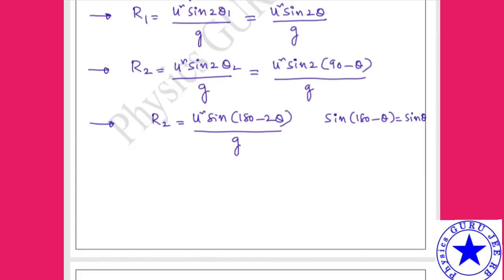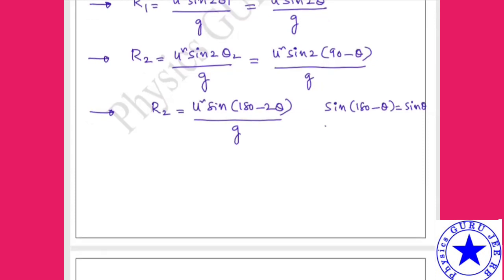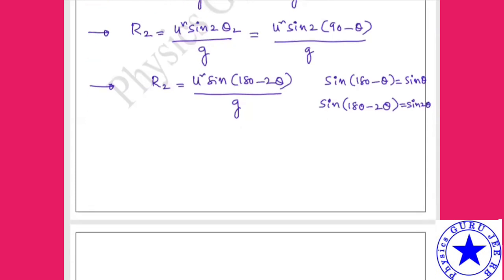So that means here we can write sine of 180 minus 2 theta is sine 2 theta, right? Fine. Hope this is clear. That means you can substitute sine 2 theta here. That is what I'll get for the range. Now R2 equals u square sine 2 theta divided by g. Hope this is clear to you.